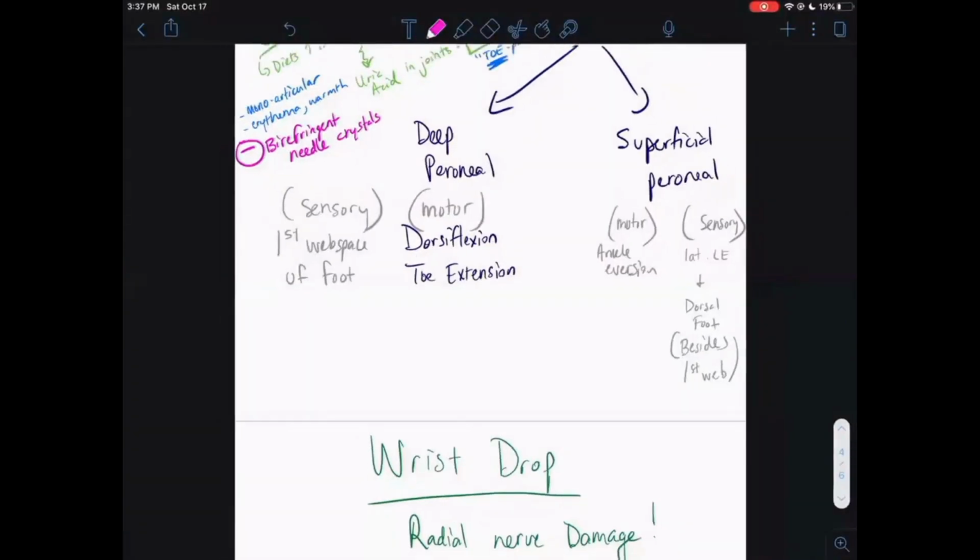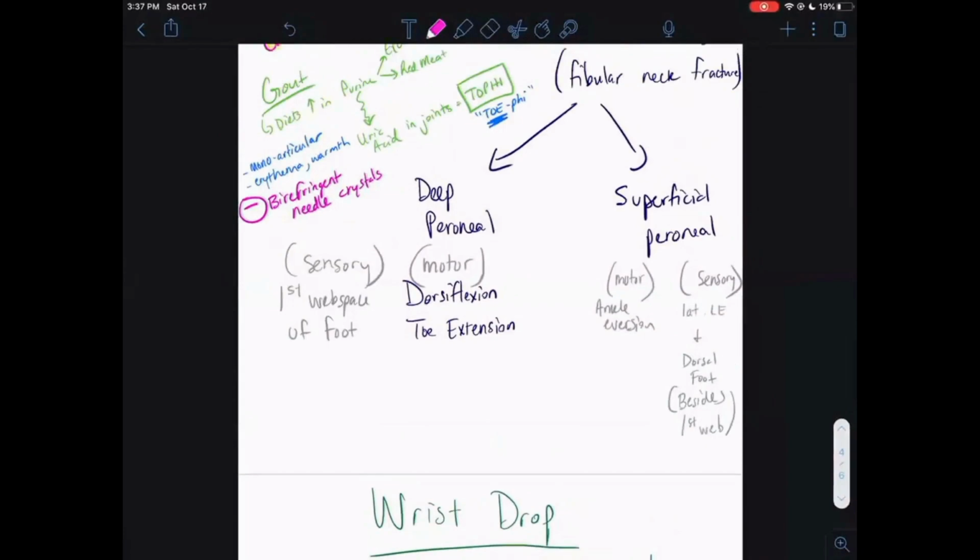Okay, so they come in, they've got these negatively birefringent needle crystals, and negative birefringent just means that it's yellow, basically. And what do you do? Well, you tell them to fix their diet, it doesn't work. You tell them to stop eating the alcohol, the red meat, the seafood, they still get the symptoms. First things first is if they're having an acute attack.